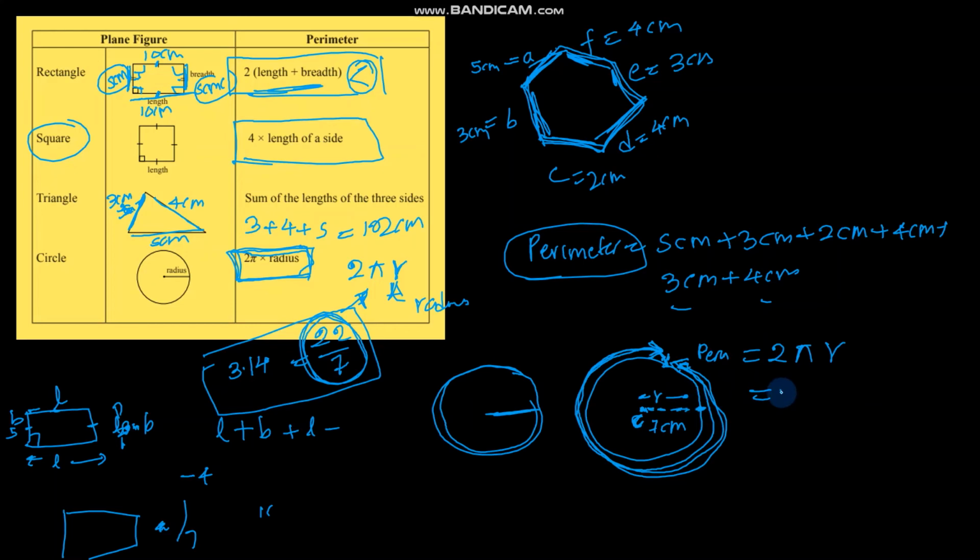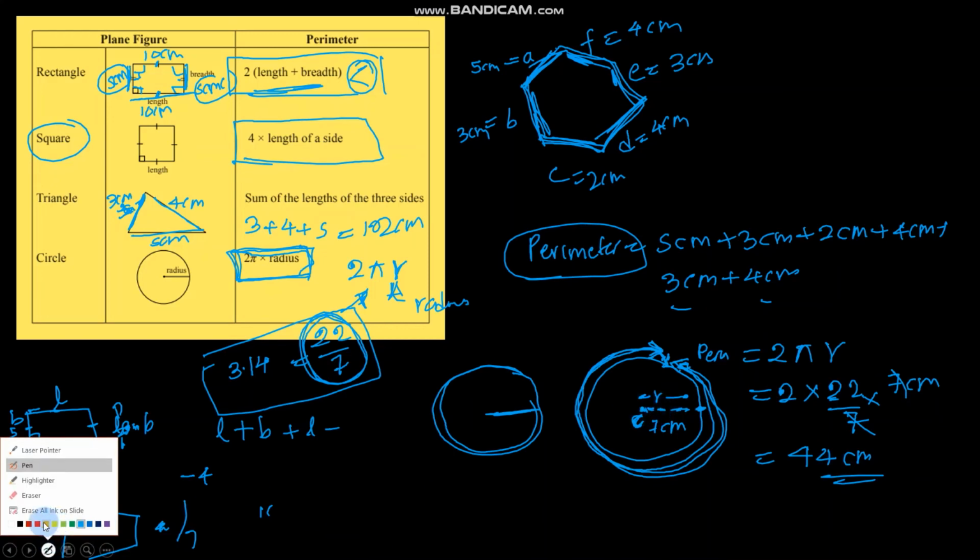So what is now 2 is given, and π, what is the value of π? It's a constant value that we need to remember, 22 divided by 7. What is the value of r? r is our radius, 7 centimeters. So the final answer is 44 centimeters, right? This is when you are given the radius.